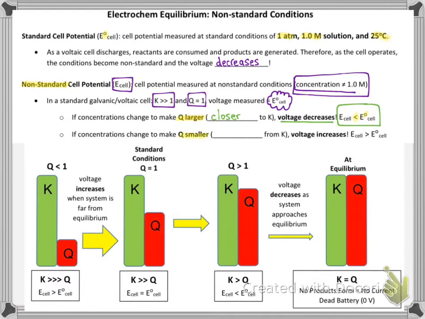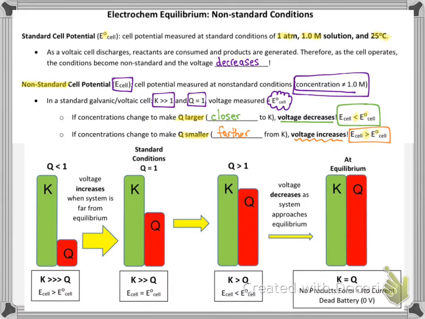And of course, you can do the other way around. You could make Q smaller than 1. That would actually make your conditions even further from equilibrium. Well, if your current conditions are further away from equilibrium, you have an even higher driving force to achieve equilibrium. So that is going to increase the voltage. So in that case, the cell potential under non-standard conditions would be greater than the cell potential under standard conditions.